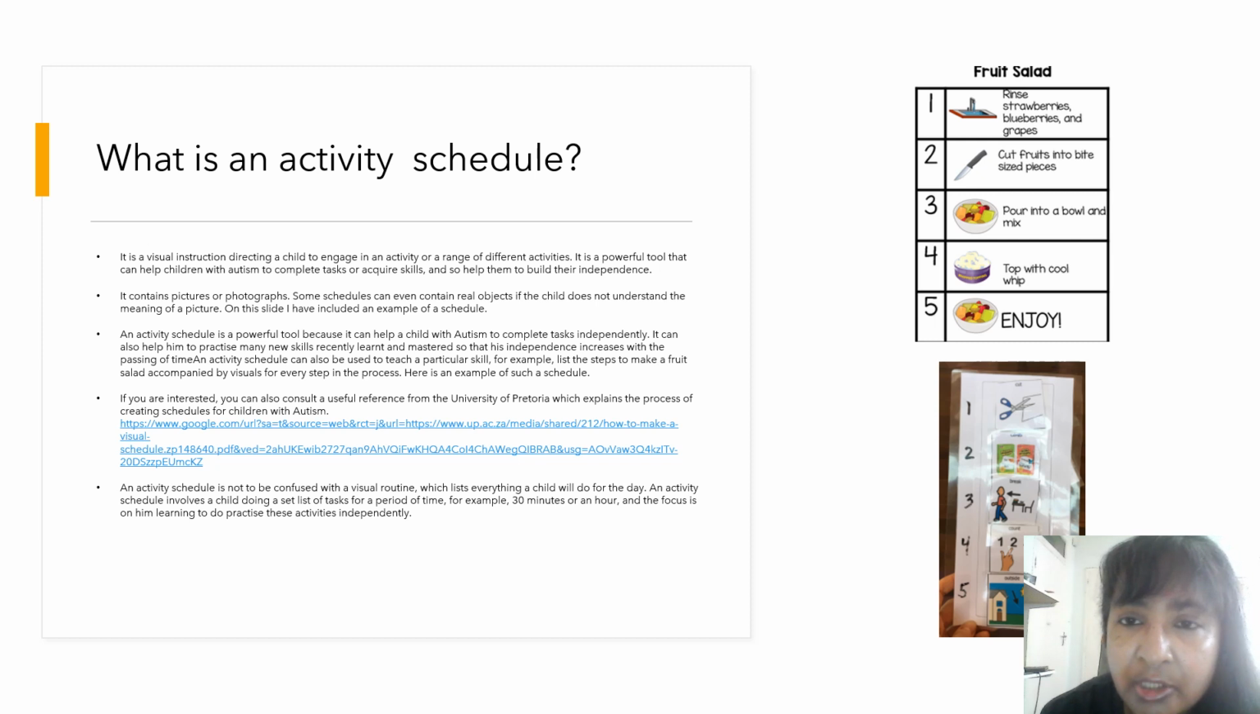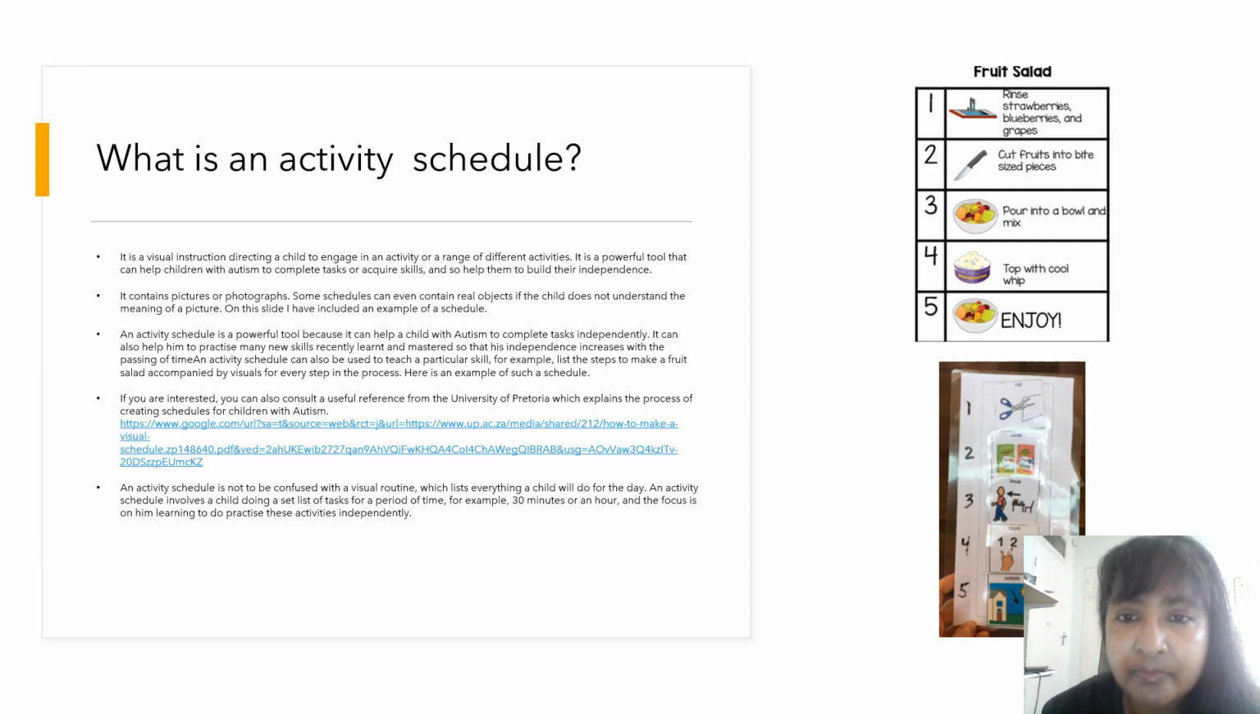Then there is also a schedule here at the top, which is not part of the activity schedule, but which is a kind of schedule that explains the activities that you need to go through in order to complete a particular task. So here you have a schedule that explains the making of a fruit salad: rinsing strawberries, blueberries, and other fruit, cutting up the fruits, pouring it into a bowl and mixing it, topping it with your favorite topping, and then eating it.